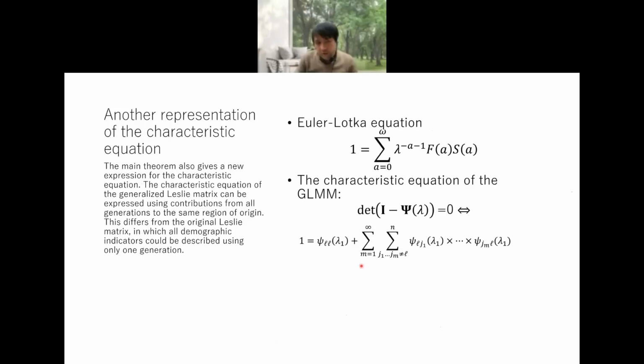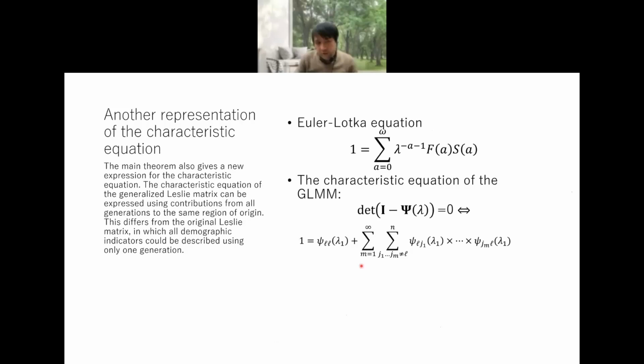Another representation of the characteristic equations. The main theorem also gives new expressions for characteristic equations. The characteristic equation of the generalized Leslie matrix, or a multi-regional Leslie matrix, can be expressed using contributions from all generations to the same region of origin. This differs from the original Leslie matrix.